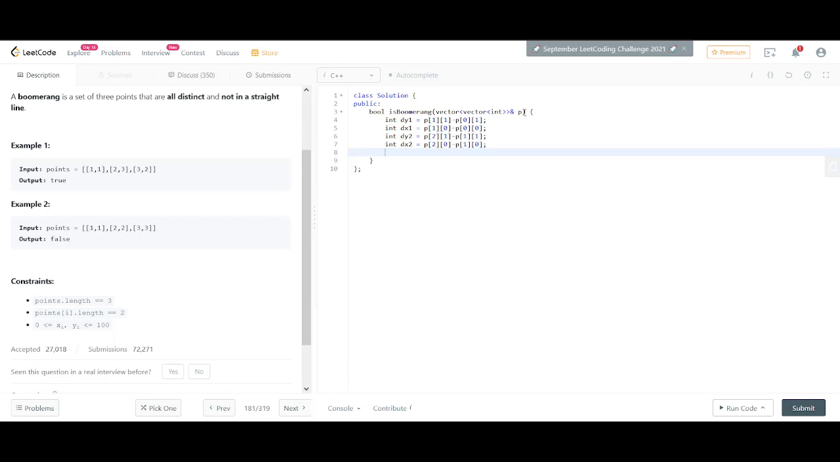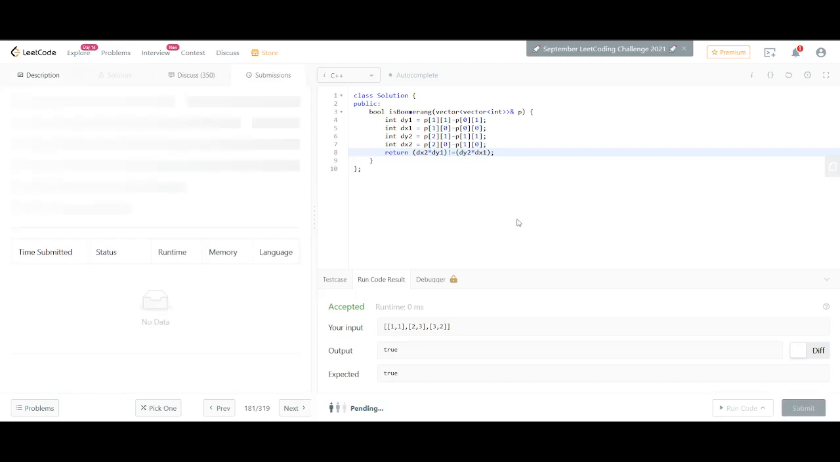Later we just need to check that dy1 by dx1 should not be equal to dy2 by dx2. So in other words, you can also write return dx2 multiplied by dy1 should not be equal to dy2 multiplied by dx1, right? That's it. You can just simply say that this is not possible. Try to submit it.